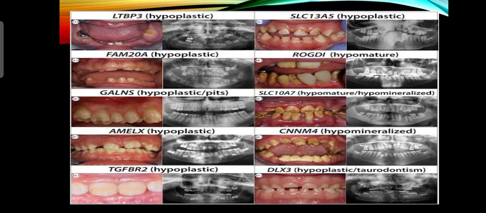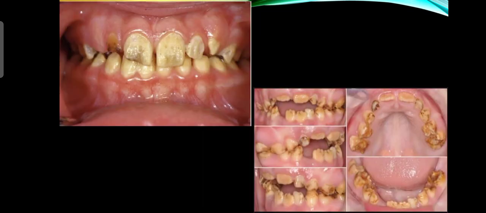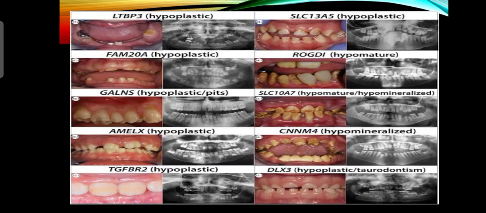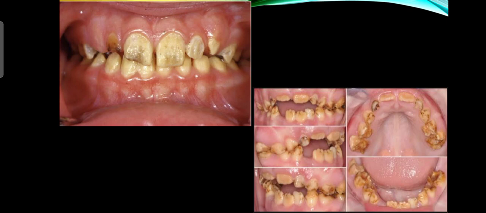Now, the first picture shows the hypoplastic type, where the radiodensity is greater. The third picture shows hypoplastic, and it has pits on it. If you can see the clinical features, there are pits. Now, the upper picture is of hypomineralized, and the lower is hypomaturation, a very advanced stage.